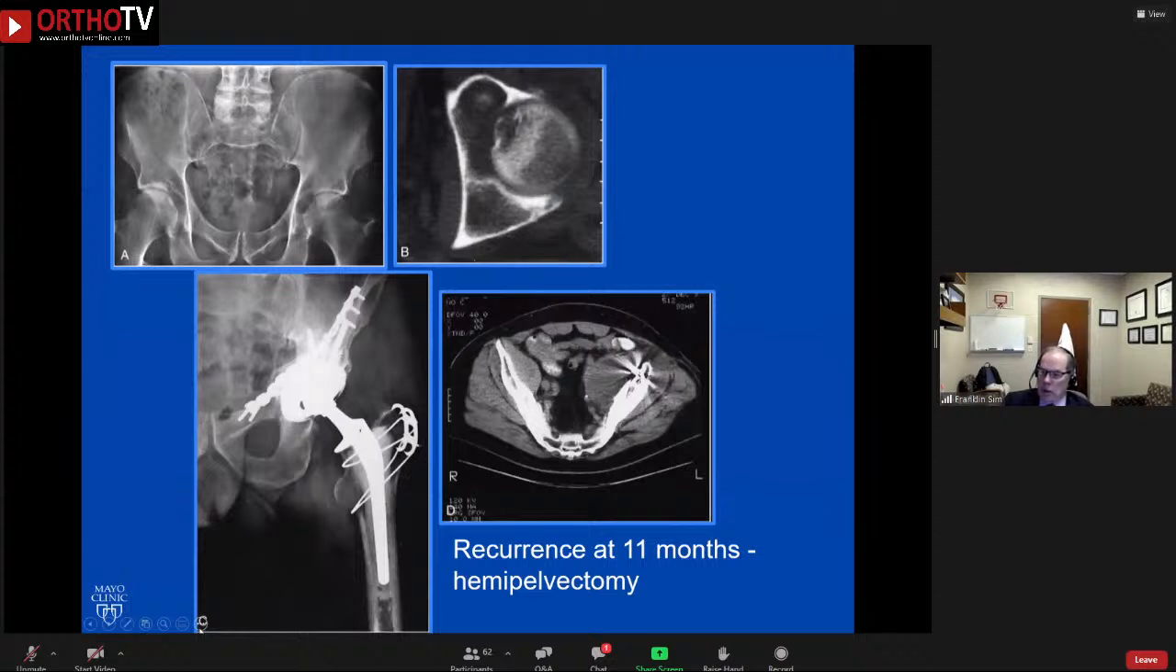This patient has a small lesion from the anterior acetabulum, intermediate grade. So he had a partial acetabular resection with a total arthroplasty, but had recurrence at 11 months. So at that point, he had an external hemipelvectomy and remains free of disease a number of years later.